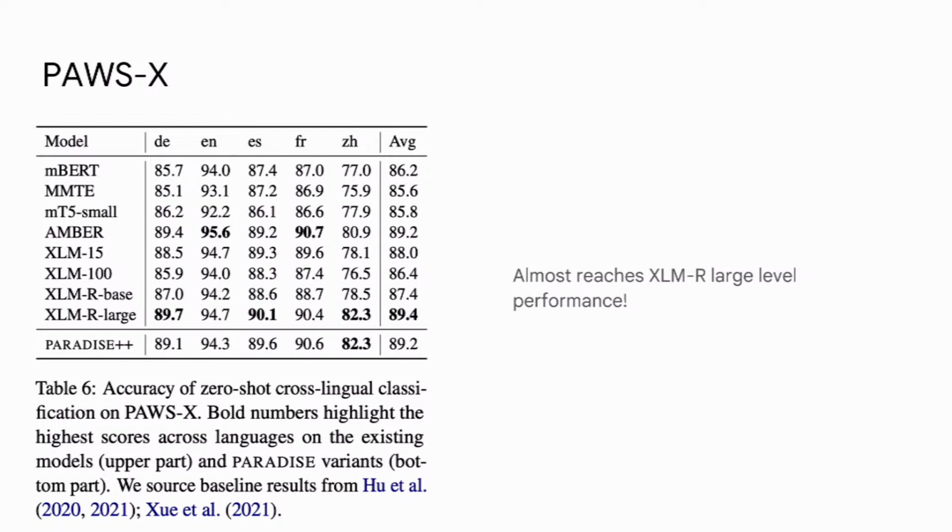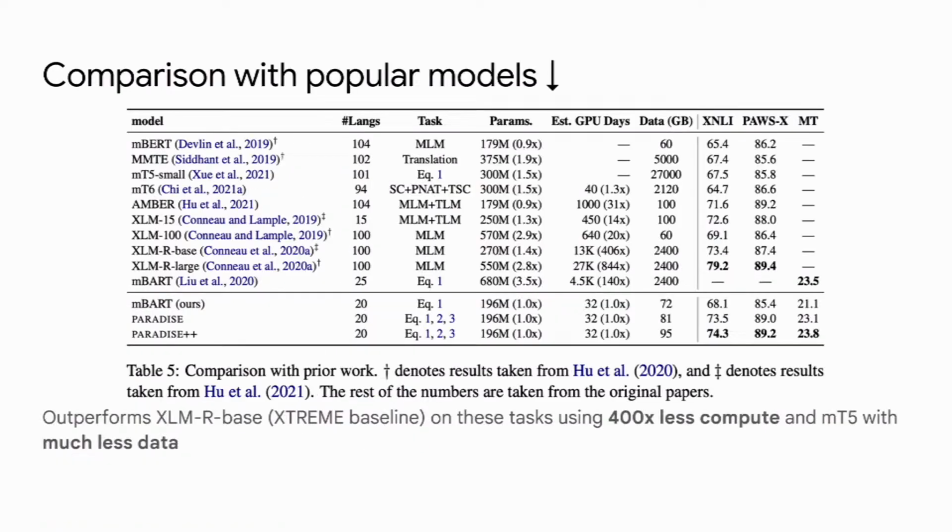PAUSE-X, similar story. Here with PAUSE-X, we also compare to previous models that were done, and we also get pretty similar performance to XLMR large. And XLMR large is 600 million parameters, and this model is 3 times smaller and pre-trained on a lot less data. By purposefully including parallel data at pre-training time, we're also able to get similar performance.